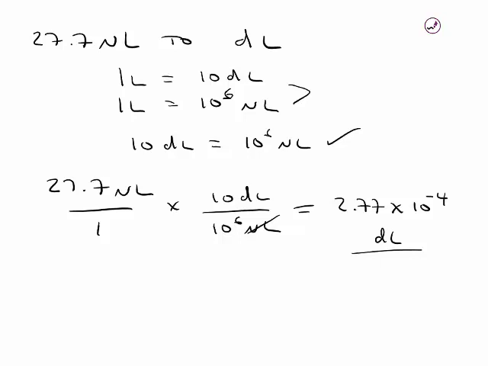Now you want to ask yourself a question. In this problem, we went from microliters, a small unit, to deciliters, a larger unit. When you go from small to large, the magnitude of your number should get smaller. Did it? It certainly did.